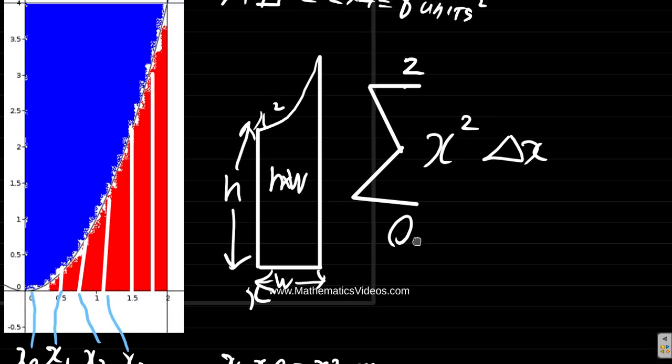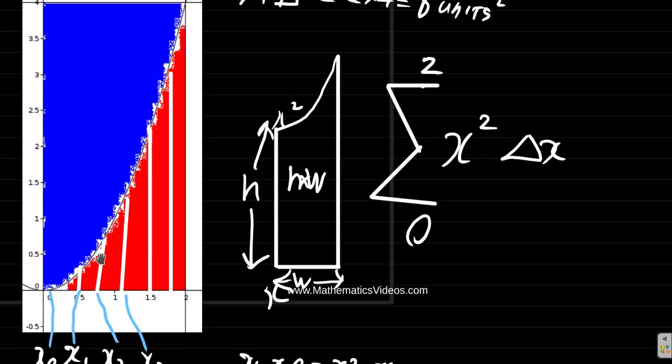You see that? We have all these rectangles. The height is x squared. The width is delta x. So the area is height times width, x squared times delta x. Now, as we make more and more rectangles, the change in x, the delta x, gets smaller and smaller.